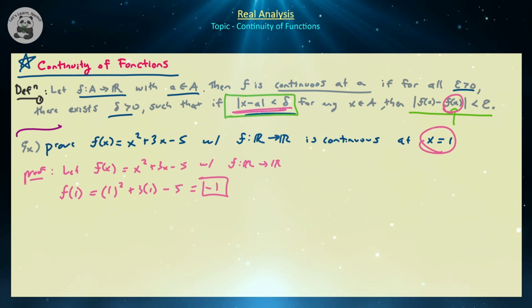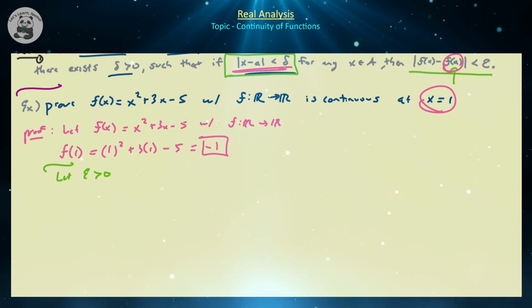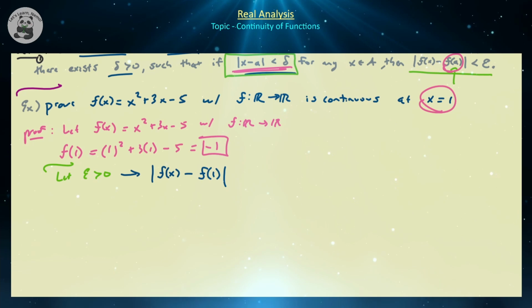Right? So what we're going to do is we're going to let epsilon be greater than 0 and see if we can find such a delta that makes this statement true. So let epsilon be greater than 0. So what is the distance between f of x and f of 1? If we can show that we can make this arbitrarily small with respect to some given epsilon, then we practically have that f is continuous at x is equal to 1.